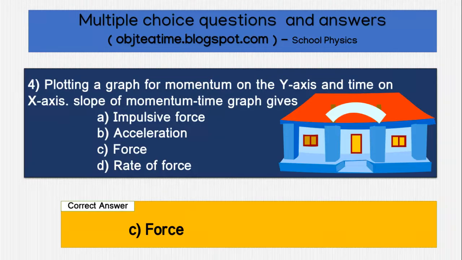I will read the question once again. Plotting a graph for momentum on the y-axis and time on the x-axis, the slope of the momentum-time graph gives. Option C, force.